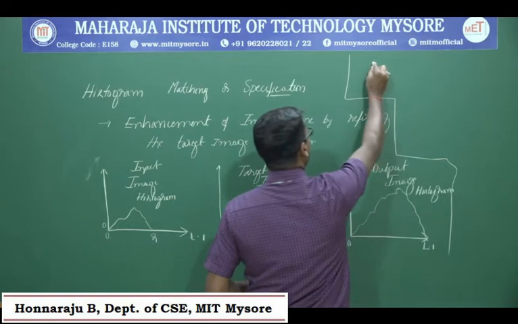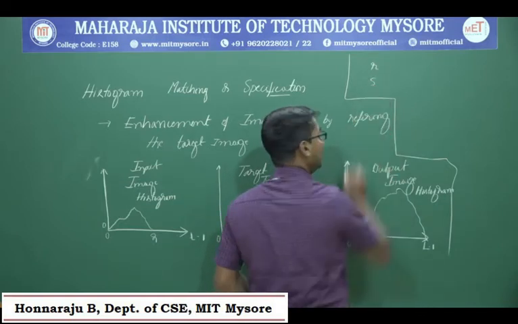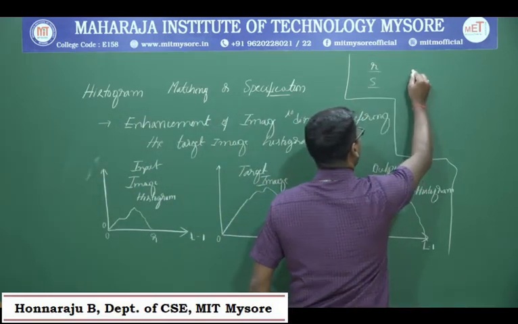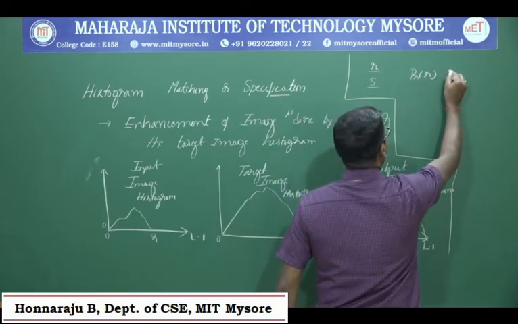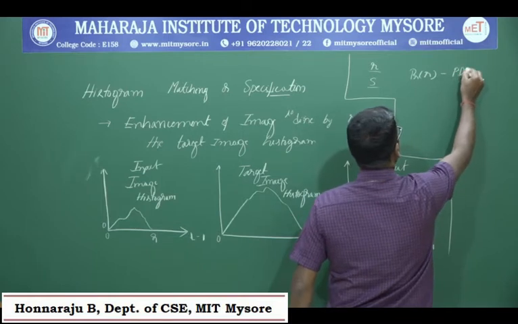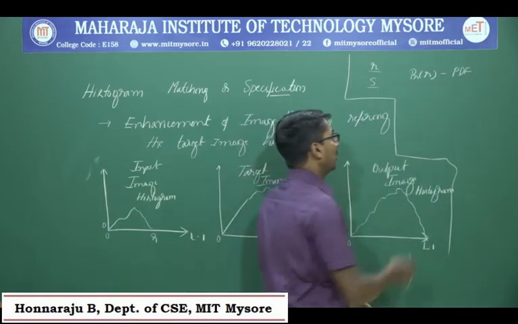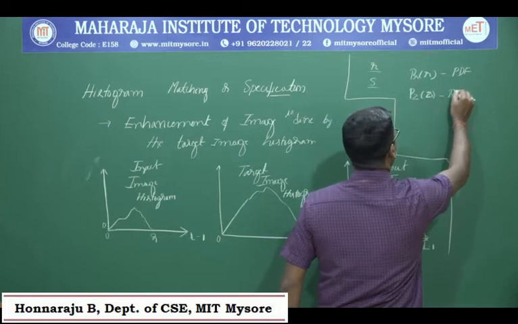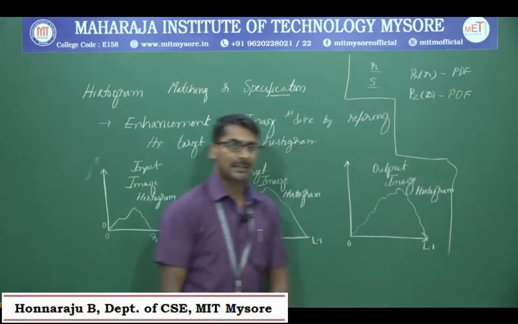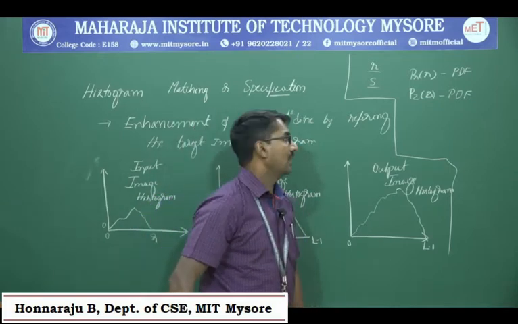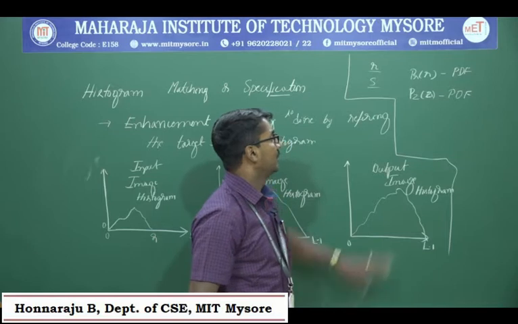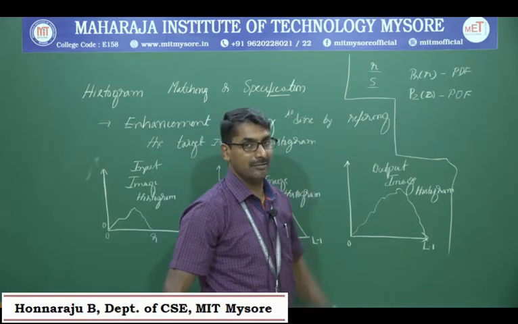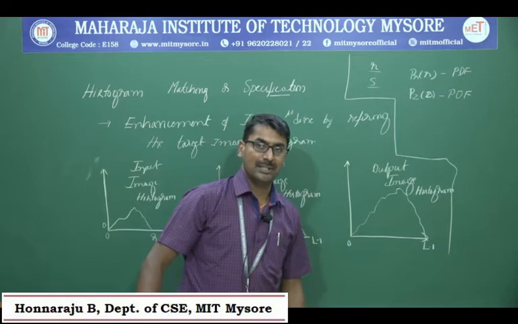Let's consider the continuous representation. R is the input and S is the output. Here I'll consider PR of R, which represents the PDF, the probability density function of the input image. Then PZ of Z is the target or reference image histogram, the reference image probability density function. So PR is the probability density function for R, and PZ represents the probability density function for the target image.